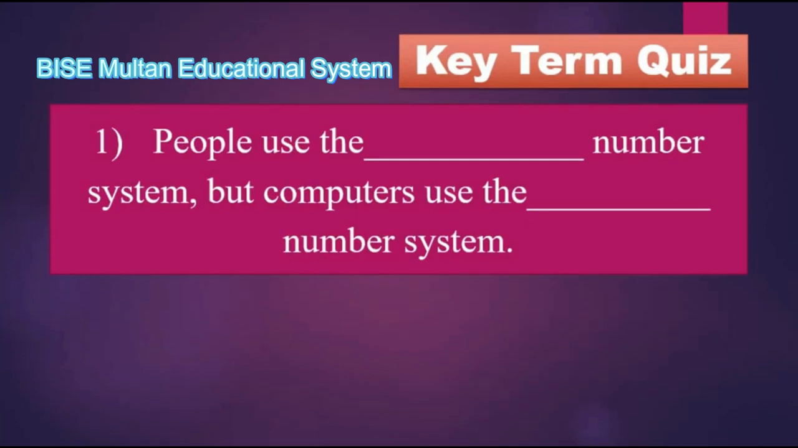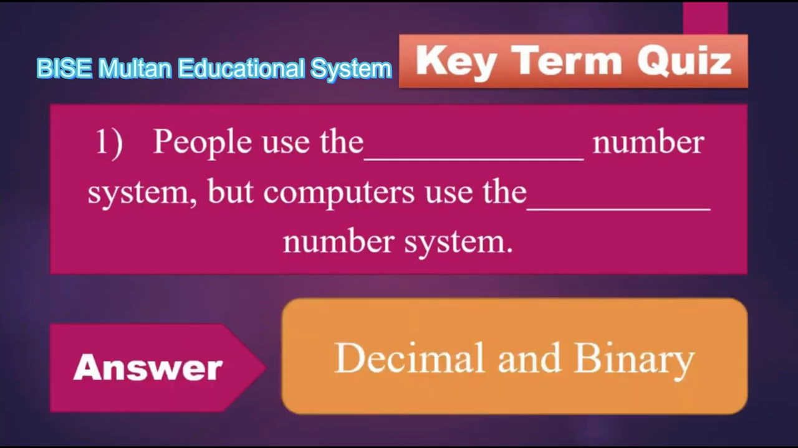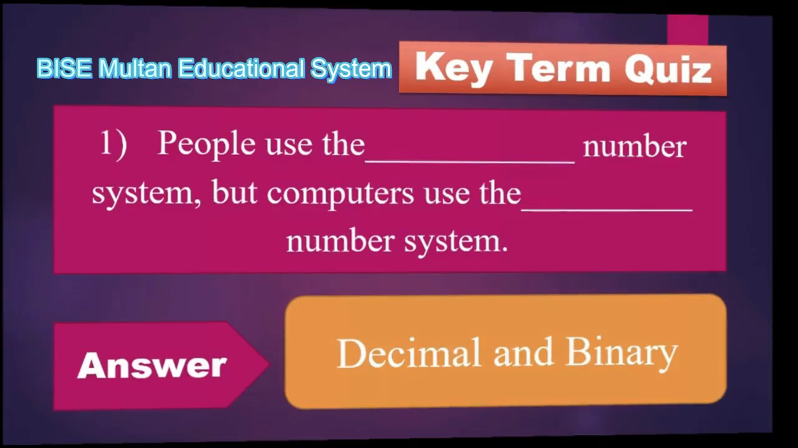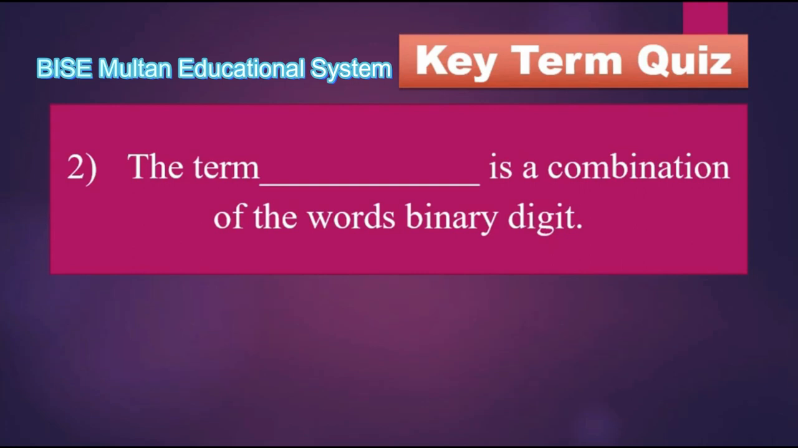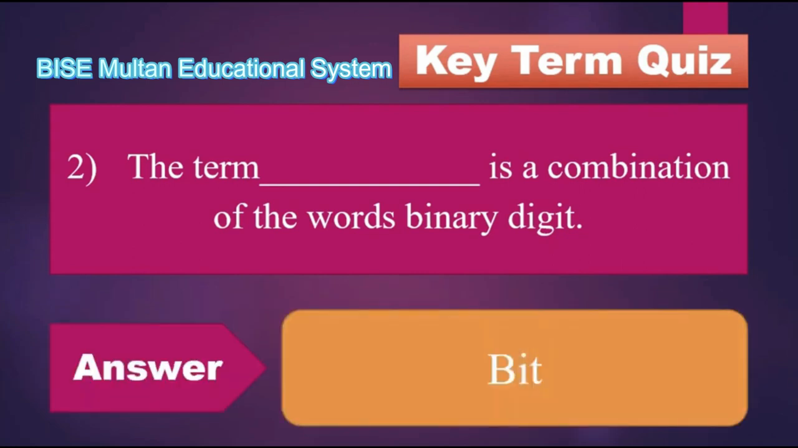Question number 1: People use dash number system but computer uses dash number system. The answer is decimal and binary. Question number 2: The term dash is the combination of the words binary digit. The answer is bit.